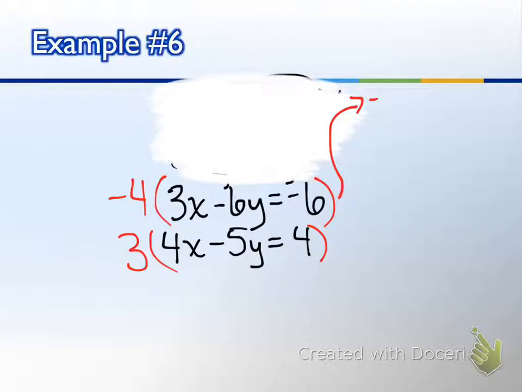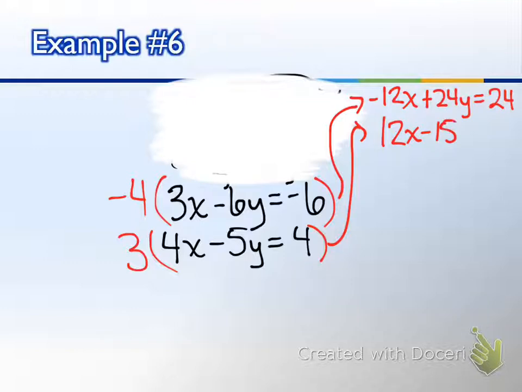Negative 12x plus 24y equals negative 24. Positive 24, right? Probably, sorry. Okay, it's alright. So we multiply through the whole thing by negative 4. That's what we got. The other one we're going to multiply through by a positive 3. Any takers to tell me what we get on that one? Caden? 12x minus 15y equals 12. Wonderful.